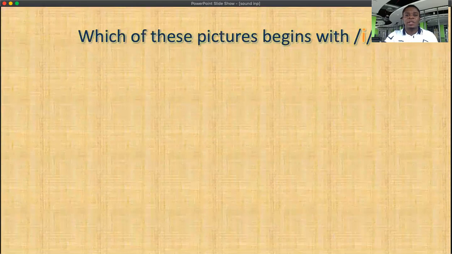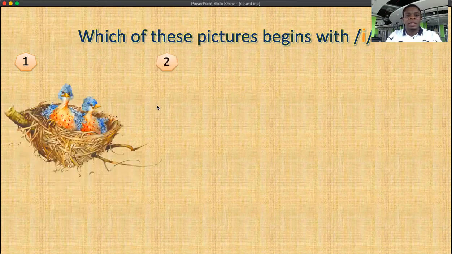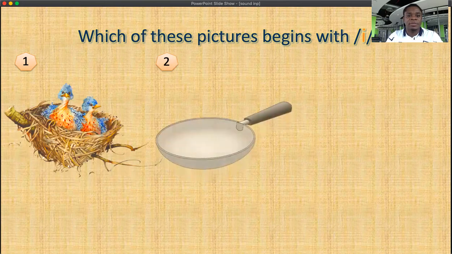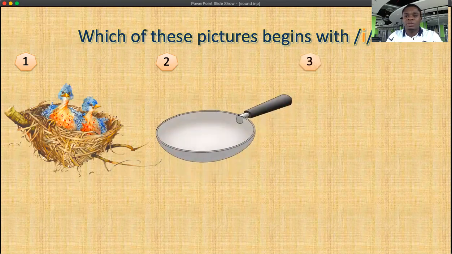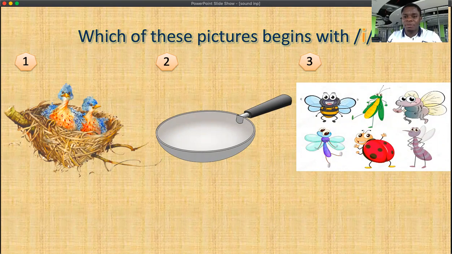Okay, students, look at the pictures. Which of these pictures begins with the sound E? Let's look at number 1, number 2 and number 3. Which of these pictures begins with the E sound? E. Is it number 1 or number 2 or number 3? I don't know. Now let's take a look at them.